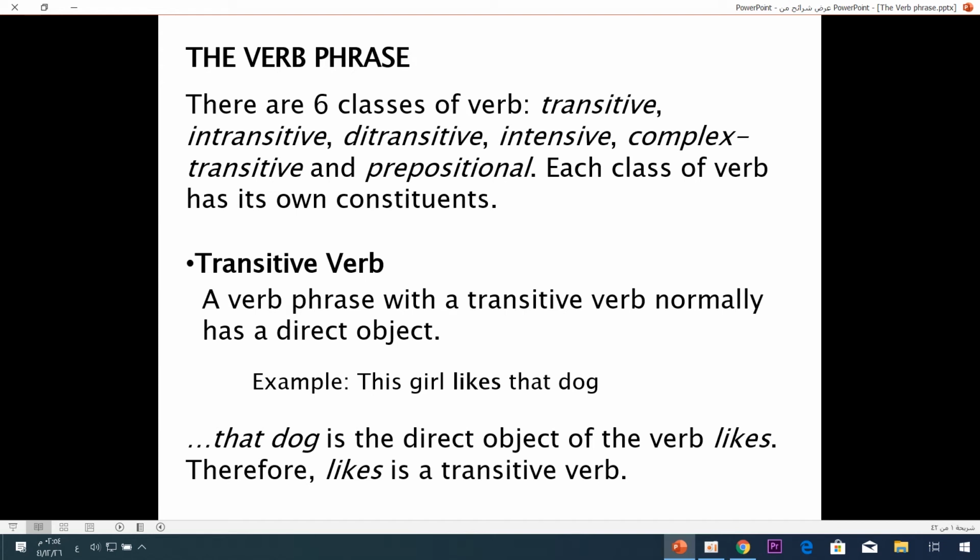Someone may ask, what is a transitive verb? A transitive verb, as I said, must have an object. So a verb phrase with a transitive verb normally has a direct object. For example, this girl likes that dog. Likes is a transitive verb, and that dog is the direct object of the verb likes. Therefore, likes is a transitive verb.